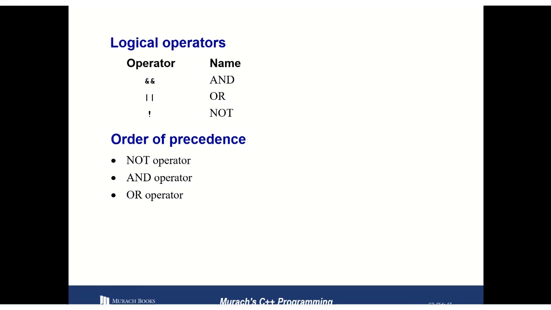So you now have the logical operators. We talked about the double AND symbols. This one stands for AND. This symbol, these double lines, stand for OR, and you already know about it. This stands for NOT. The order of precedence is NOT, AND, and OR.